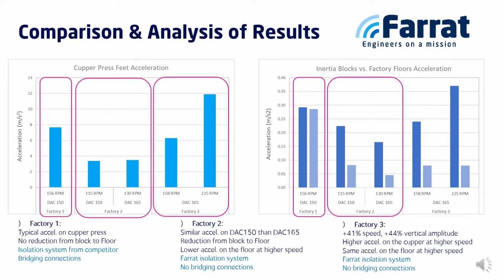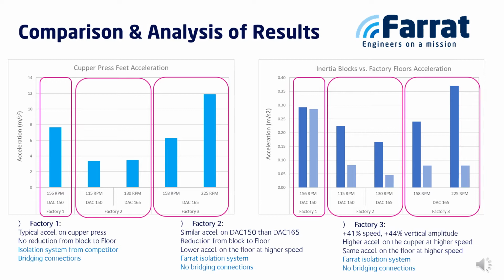Factory 3 has got a DAC 165 press, which has been measured at a speed of 158 and 225 RPM. This increase of 41% in machine cadence results in a vibration increase of 44% in terms of vertical acceleration measured at the feet of the machine. This tends to show the linear relation between the machine's speed and its internal level of vibration generated.